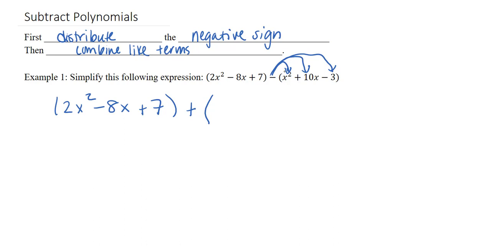So we have -1 times x squared. Well, that just becomes -x squared. Then we have plus 10x times this -1, so we have -10x. Then we have this minus sign times -1, so minus 3 times -1, which would be plus 3. The two negative signs make it positive. So only two of them are negative inside of that second parentheses.